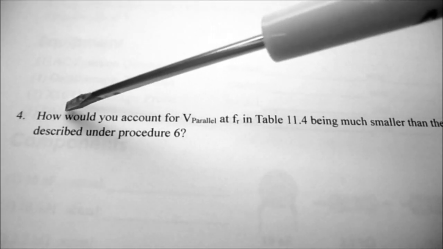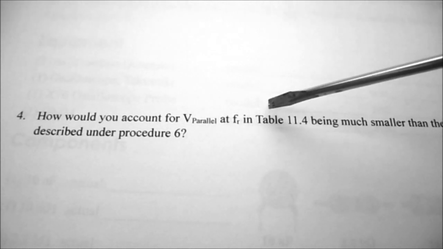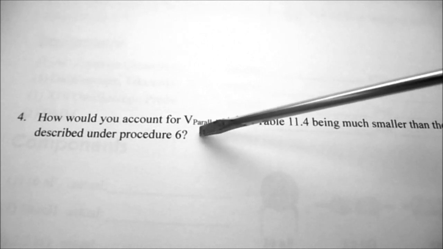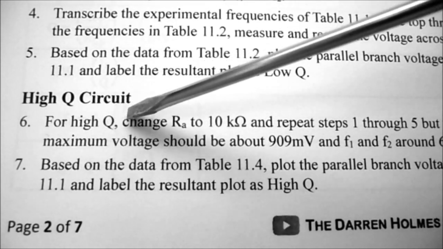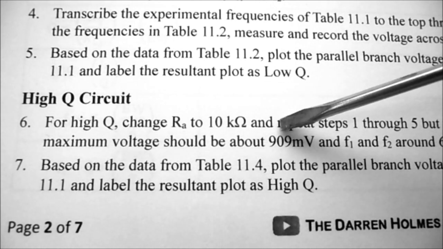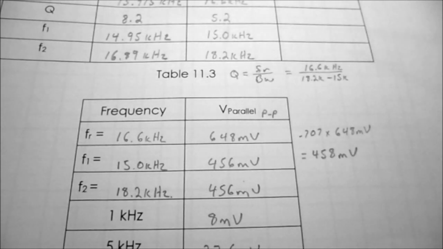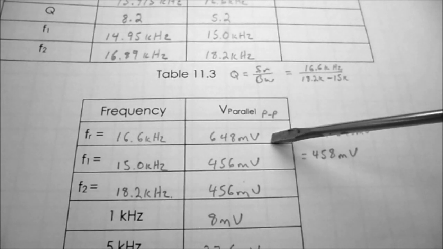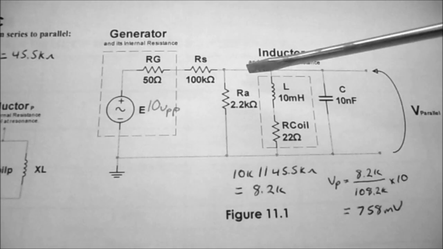So when you come down to question number 4, how would you account for the V parallel at FR in table 11.4 being much smaller than the maximum described under procedure 6? You may have noticed that under procedure step number 6, where RA was 10k ohms, we said the maximum voltage should be about 909 millivolts. And you'll notice our actual maximum at resonance was 648 millivolts. So I want to explain where the difference came from.